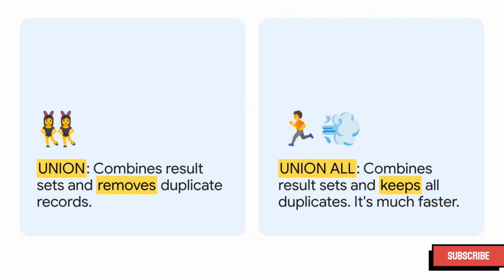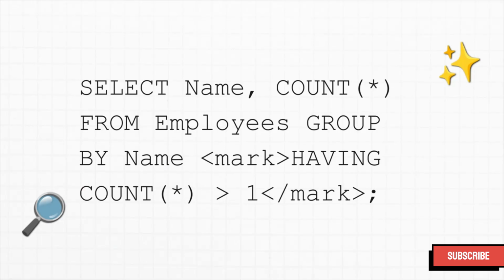Both of these basically stack the results of two queries on top of each other. But here's the key difference. Union does all this extra work of sorting everything and getting rid of duplicates, and that makes it slower. So pro tip, if you know for a fact there are no duplicates, or you just don't care about them, always use Union All. It's such a simple tweak that can make your queries way faster. Oh, this is a classic interview question.